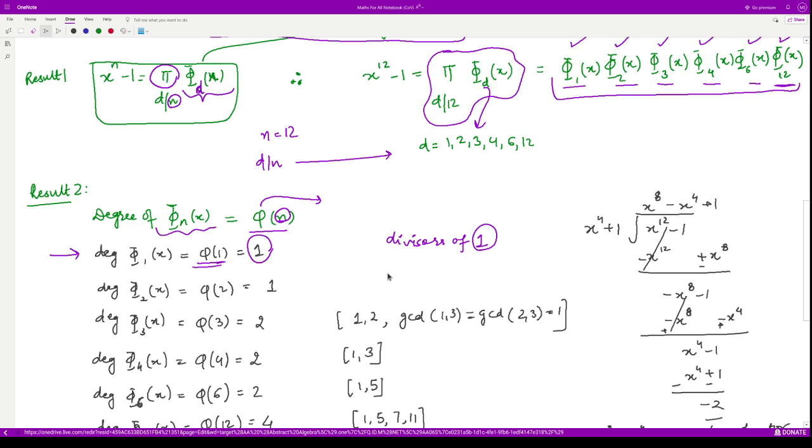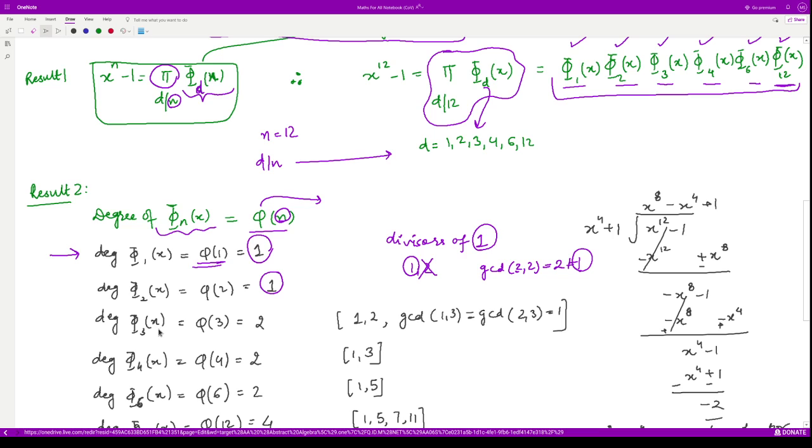For 2 we have the divisors of 2. All the divisors of 2 are 1 and 2. But you see, the GCD of 2 with 2 is equal to 2 and it is not equal to 1. And we need all those numbers whose GCD with 2 is 1. Right? So this 2 is not taken. So the only number is 1. So we have 1 in total.